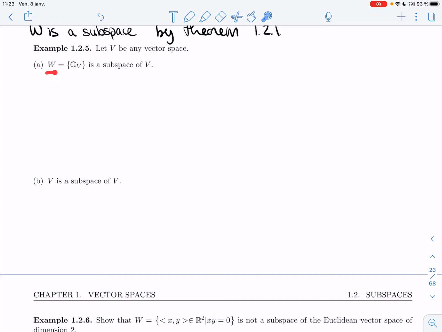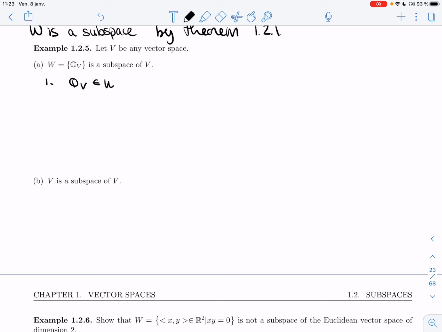So I'll prove first that this set with only the zero vector is a subspace of V. I'll use the three properties here, and then I'll prove that V itself is a subspace of V. I'll be using the definition here. I'll explain why. All right, so let's prove the three properties.